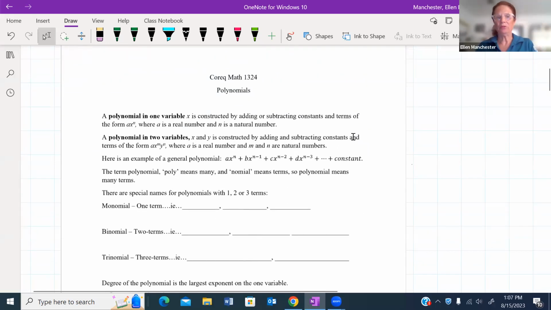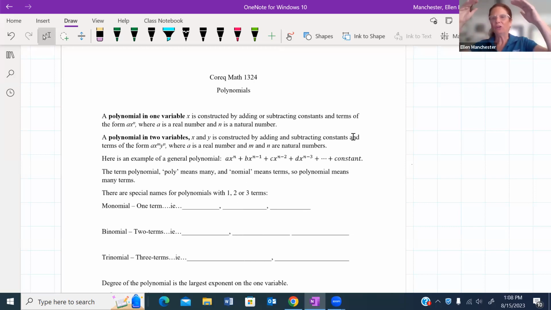Okay, so what is a polynomial? A polynomial in one variable, we'll call x, is constructed by adding or subtracting constants and terms of the form a x raised to the n power. A is a real number, so that means positives, negatives, it can be 0, fractions, decimals, anything in the real number realm. And n is a natural number. A natural number is another term for counting number.